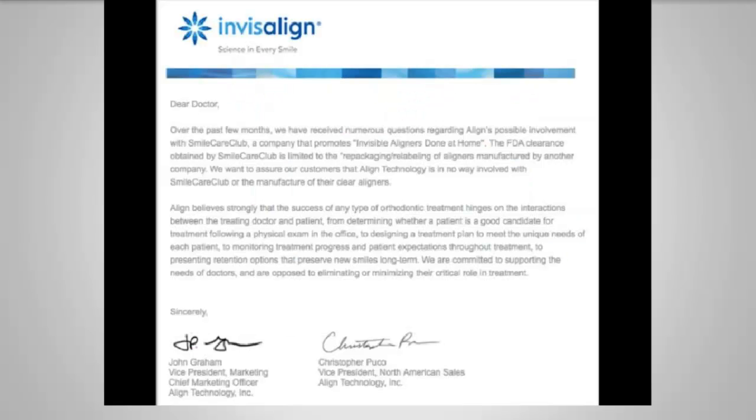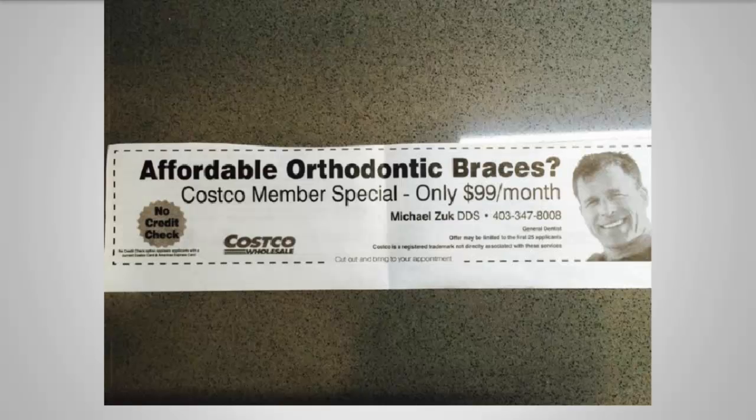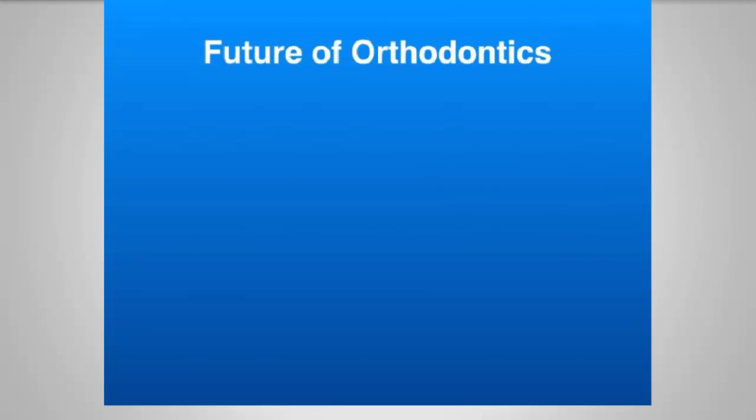I got this letter from Invisalign fairly recently, letting me know that they are manufacturing their own aligners, not aligners for other companies. Interesting to see what's happening. This is affordable orthodontic braces. Costco's getting involved. We're going to see some crazy things happening in orthodontics over the next 10 to 15 years. But I think we need to stay ahead of the trends and really look at what the future is in orthodontics. I keep getting emails and letters from 6 Month Smiles.